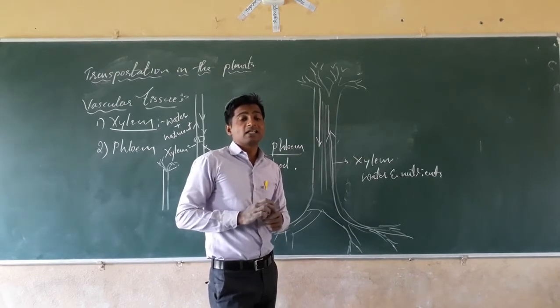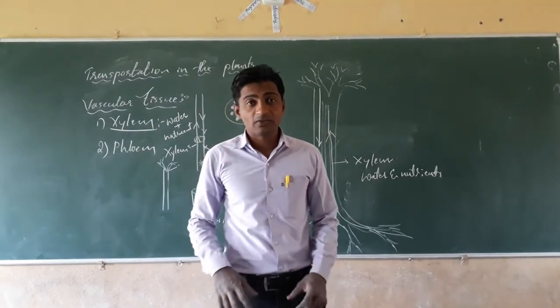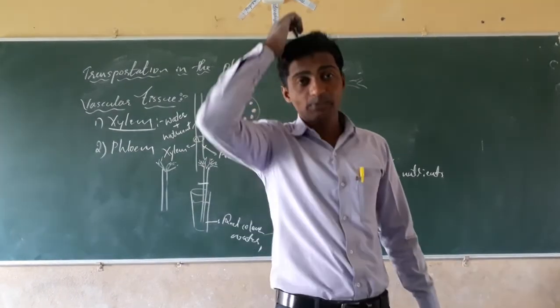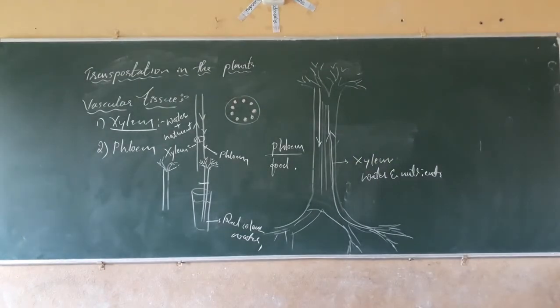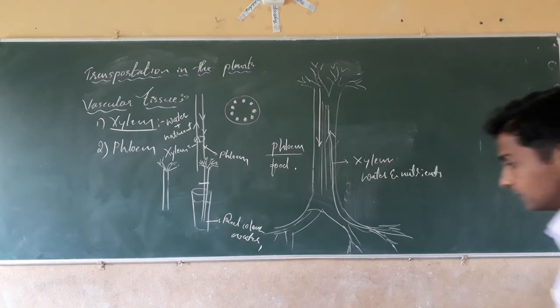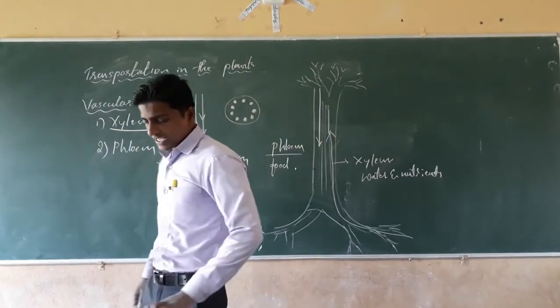The root hairs increase the surface area of the roots to absorb the water. Roots increase the surface area to absorb the water. Yes. Next, dear students, the last one, transpiration.